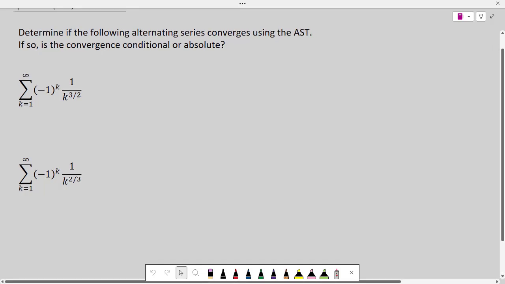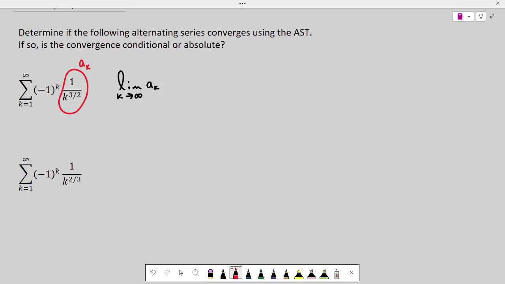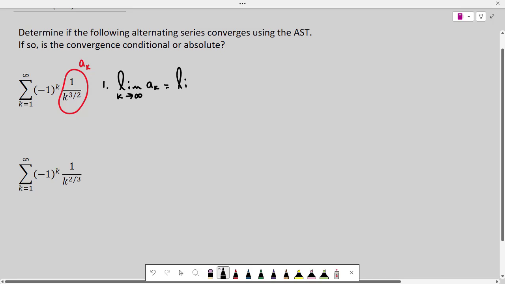because the first part is the divergence test. So we just take the limit of a sub k. And now remember that with an alternating series, a sub k does not include the minus. So for an alternating series, notationally it's just simpler to refer to a sub k as that positive part. So step one for the AST, we want to take the limit of a sub k as k goes to infinity. We're going to take the limit of this, and that limit is 0, so step one checks.